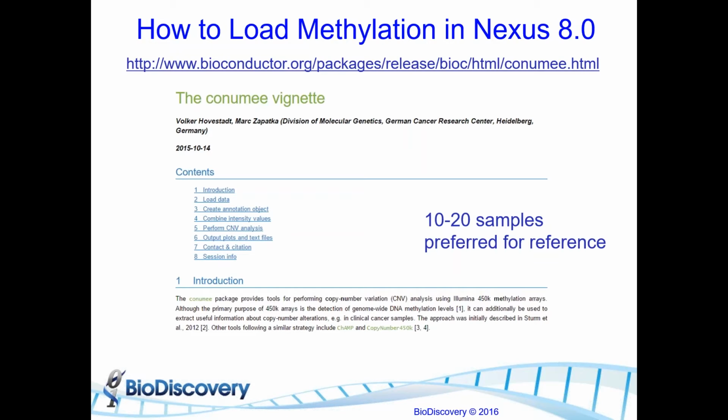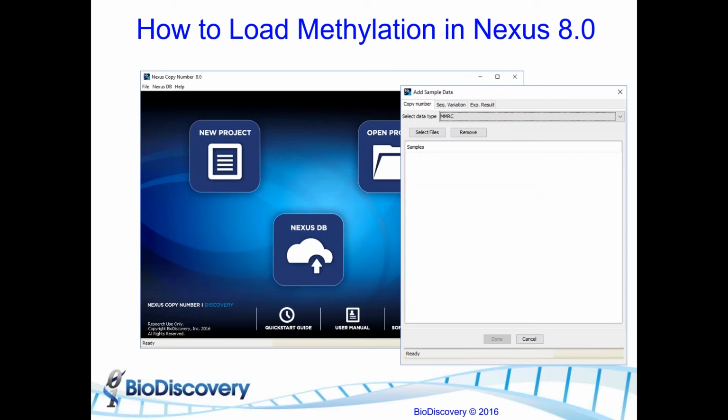The output is a text file, and for this particular algorithm, it's going to be segments. I'll get into that in just a moment. Once you've exported your results from this package or another, you can upload your results directly from the output into Nexus Copy Number using your custom data type. For this one, that custom data type is MMRC, and I'm just going to be selecting my text files and loading them in.